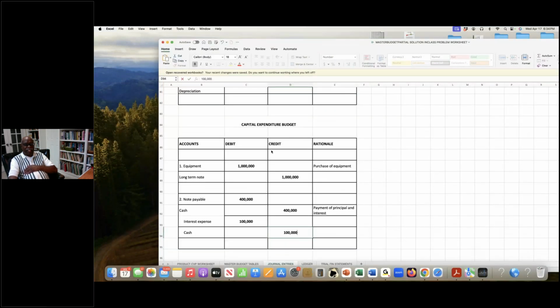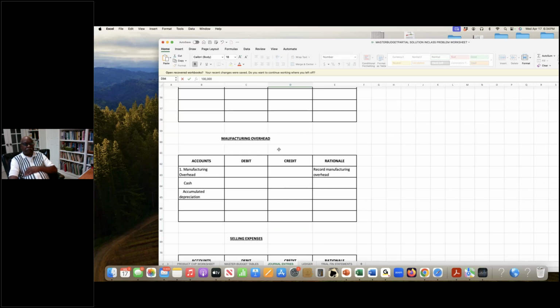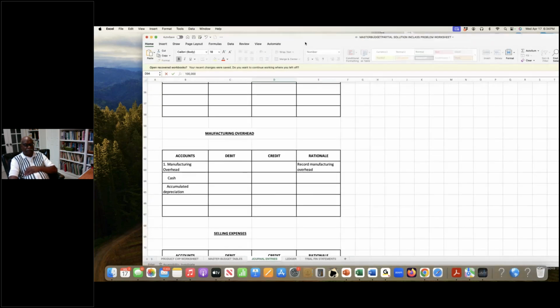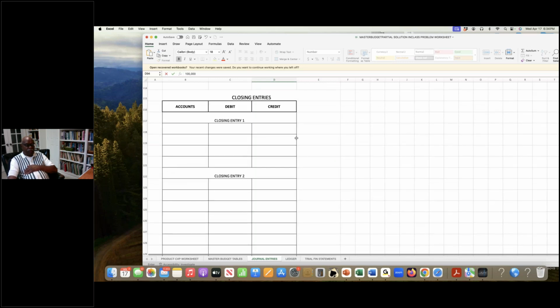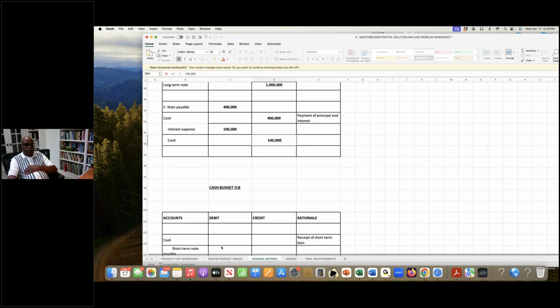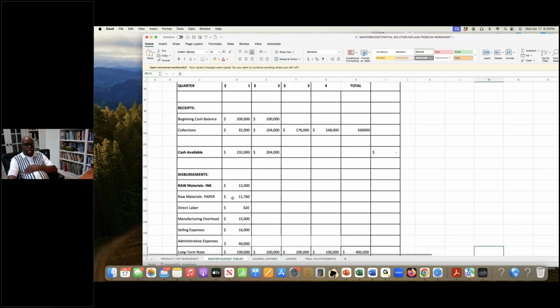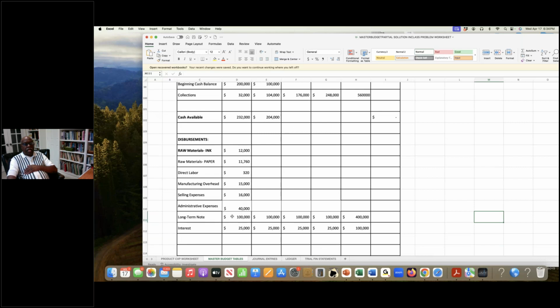Okay, I got a question. Why is the cash budget labeled as long-term note if it's actually just the long-term note payment? Those are the long-term payments. And if you had paid some money down, then you would put it in this first quarter. Okay, but it has to be cash.